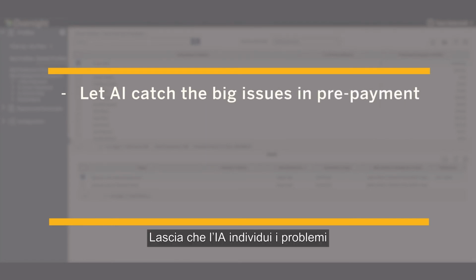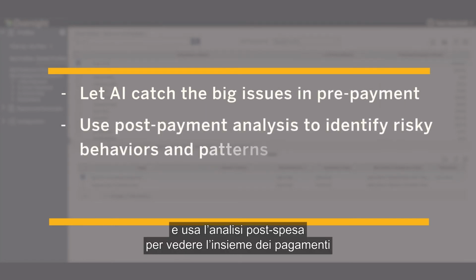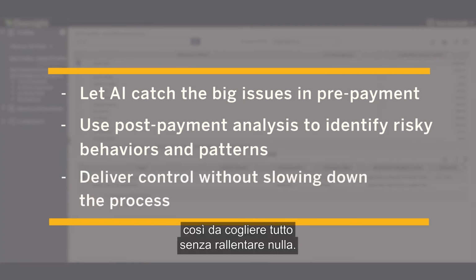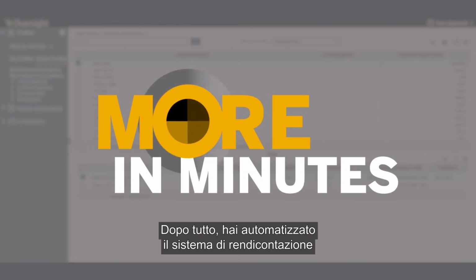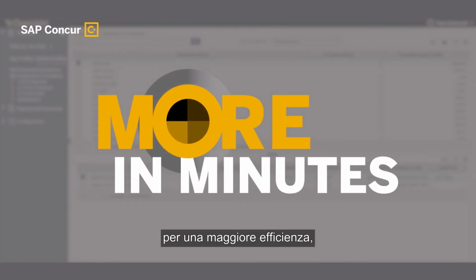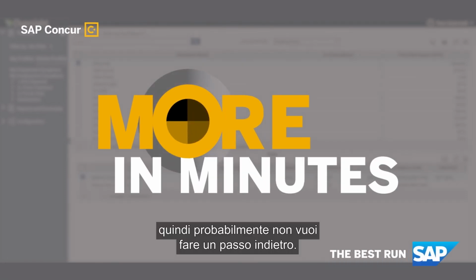Let AI catch the big issues there. Then use post-payment analysis to get a total view of payments so you can catch everything without slowing anything down. After all, you automated your expense reporting system to drive greater efficiency. You probably don't want to go backwards.